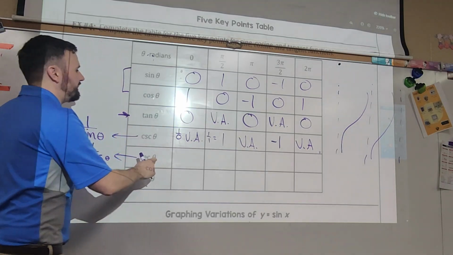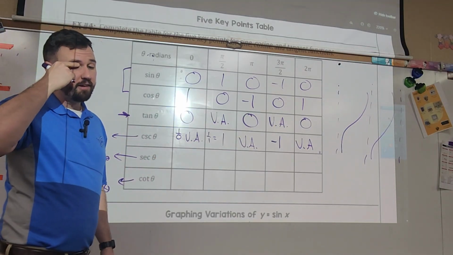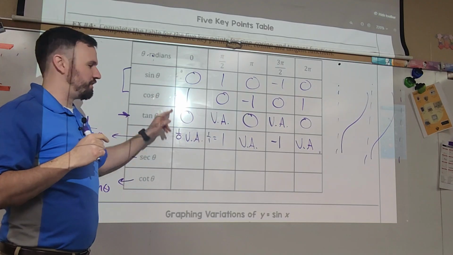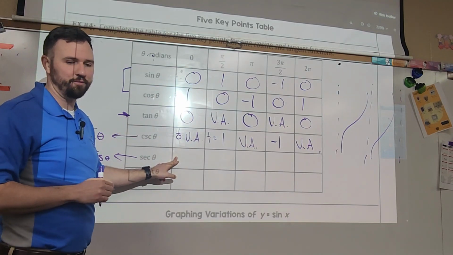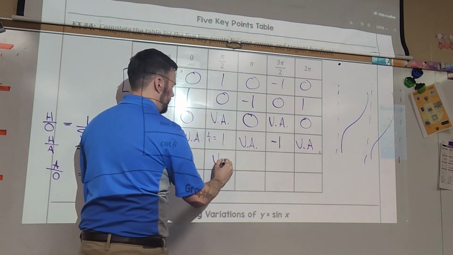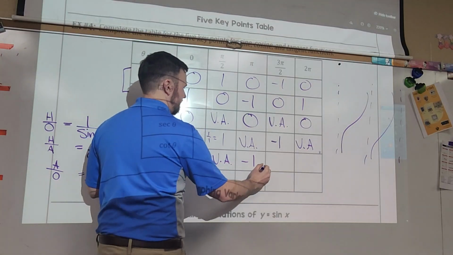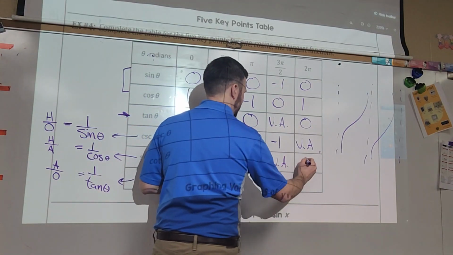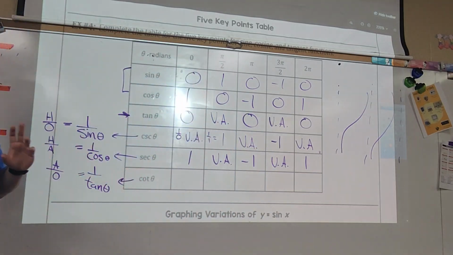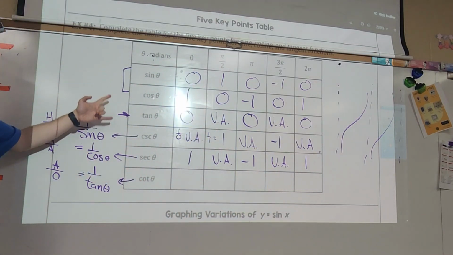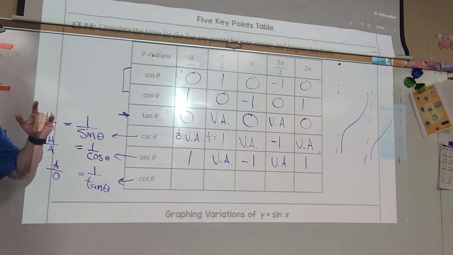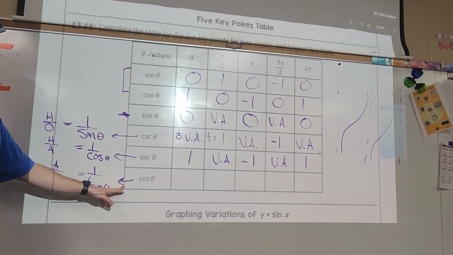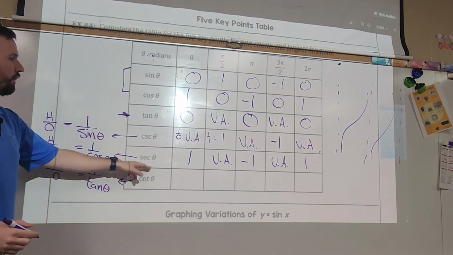All right, and then secant. Wait a second, Mr. Twilliger, if these are the same just shifted over, what about this one? Same shift over, it's going to be 1, VA, -1, VA, 1. This looks like a lot, but remember, these are the same. Just shift it. You know what I mean? Don't memorize stuff in this unit. Know where it comes from. It'll make your life a lot easier. What about cotan? What's 1 divided by 0?